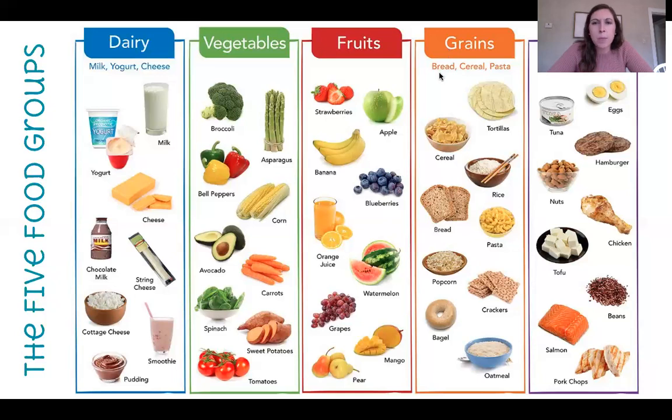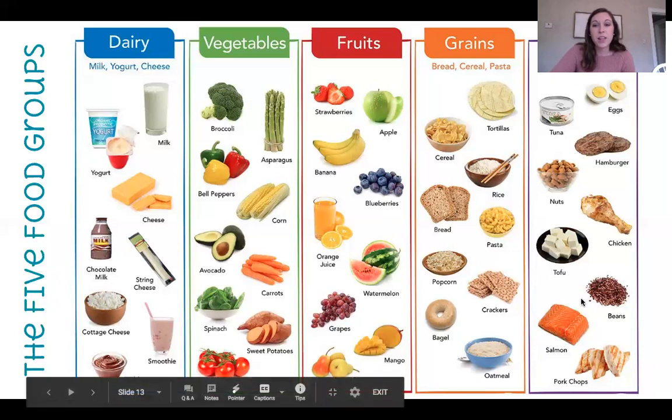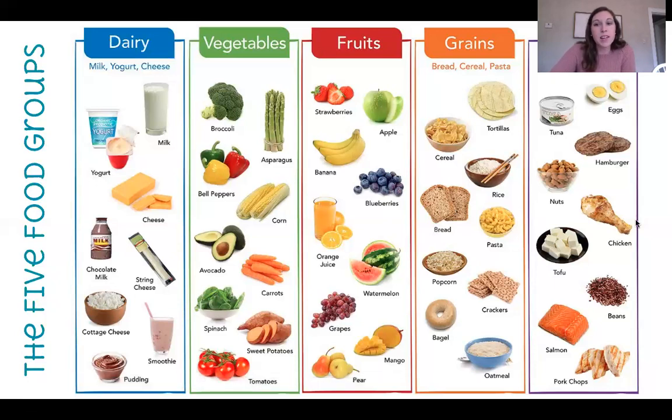Grains are things like bread, cereal, and pasta. I really like tortillas. I eat them with my tacos, and sometimes I'll make like a breakfast burrito. Do you have a favorite grain? And then the last one is protein. I eat chicken and eggs pretty much every day. What do you like to eat?